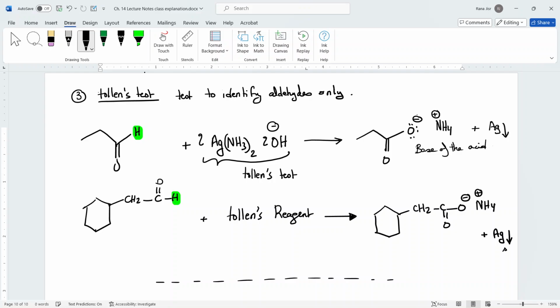When I say precipitate, meaning that it is a solid, and that solid will precipitate along the walls of the test tube and makes the test tube kind of like shiny, like a mirror in there, so that you will know that the reaction happens. This Tollens test is called a silver mirror test as well. So we call this a silver mirror test.